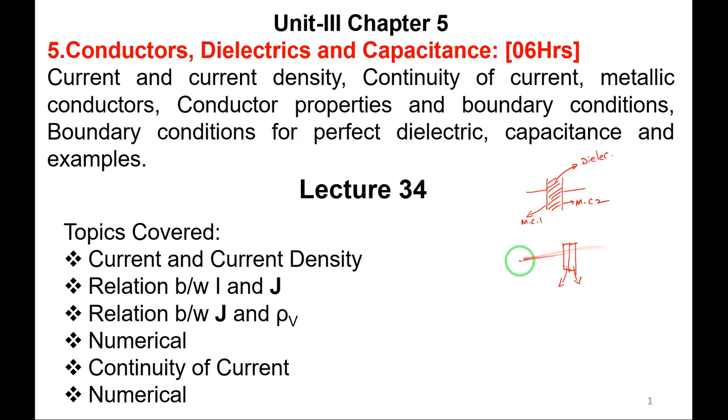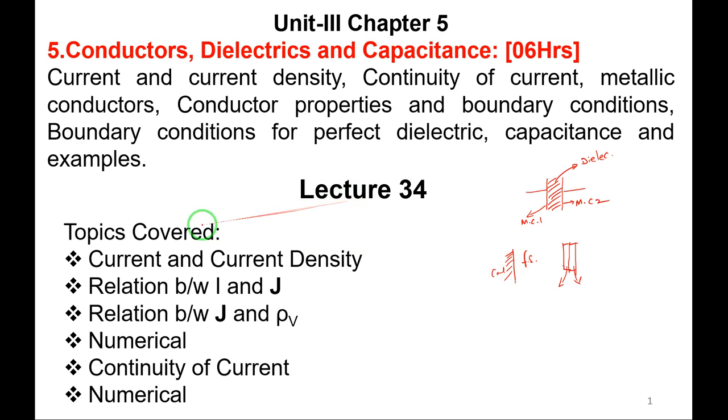And there is a conductor here, right? Let me assume this side is conductor, then this is the free space. So what are the boundary conditions between conductor and free space? This is the boundary, right? So we will see what the boundary conditions are in this chapter.